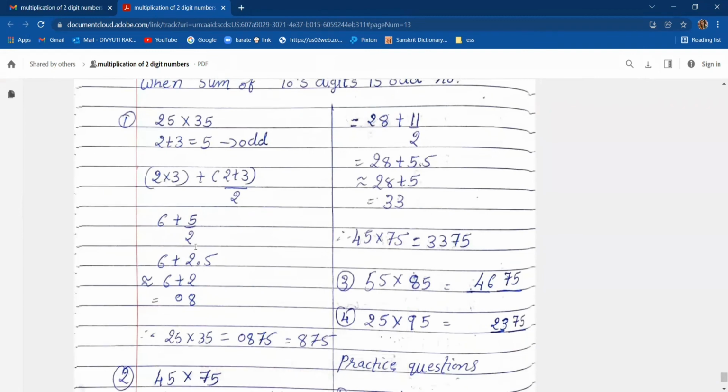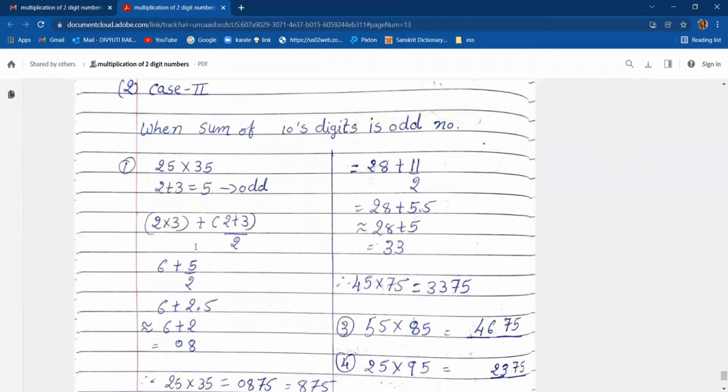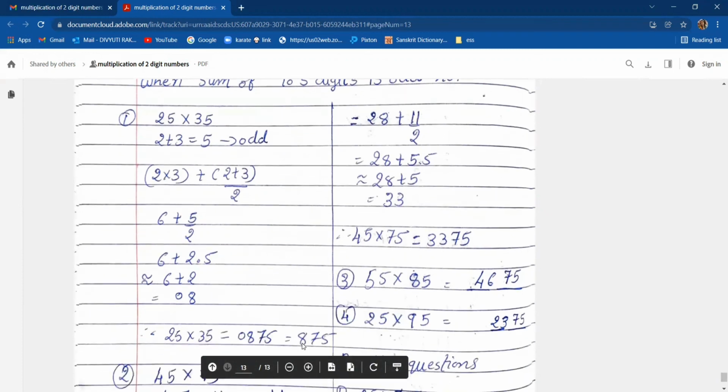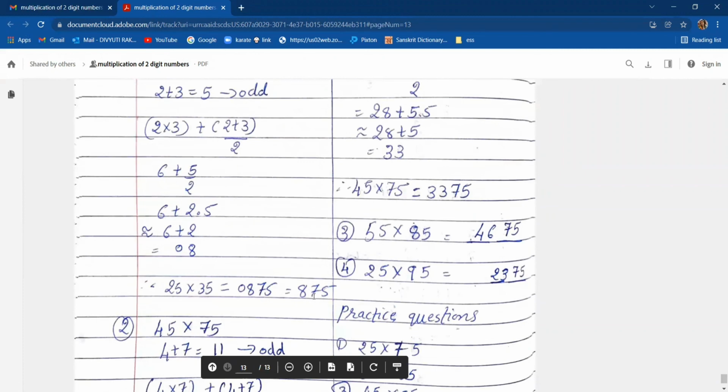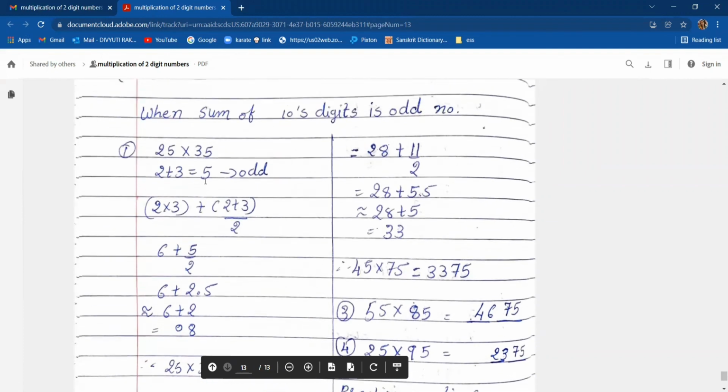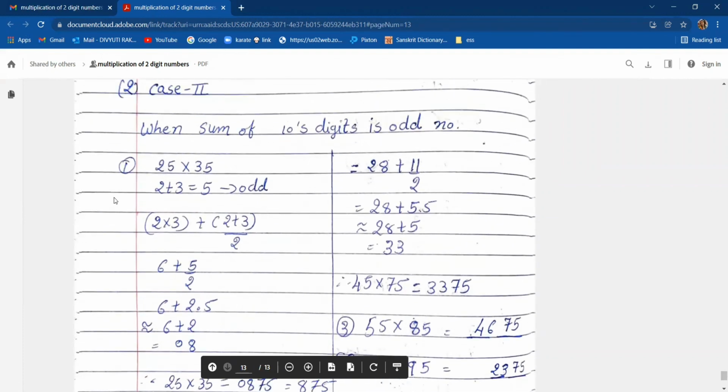The second case is when the tens digit sum is an odd number. So for an odd number, we know that when the sum is odd, you need to write 75 in its last two digits. And for the previous digits, what will we do? Again, we have to multiply the tens digits. 2 into 3 will be 6. And here 2 plus 3 is 5. So 5 by 2 will give you 2.5. Right? Addition only you have to do.